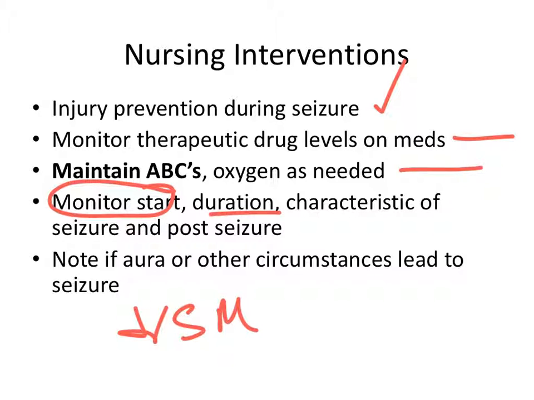A seizure where people do not recover from it and they continue to have seizures is an emergency, and we'll talk about status epilepticus in a moment. Note if an aura or other circumstances lead to the seizure. It'll help us realize what type, whether it's a partial or whether it is a generalized seizure.